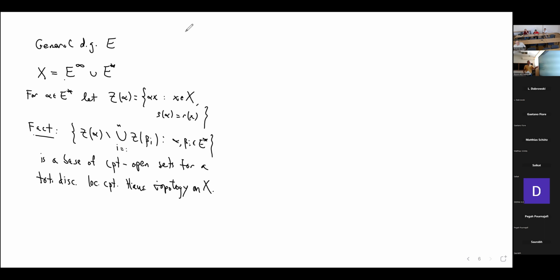So now, of course, you can always assume that the beta i's are extensions of the path alpha. Otherwise, it wouldn't affect this thing. It's not important.